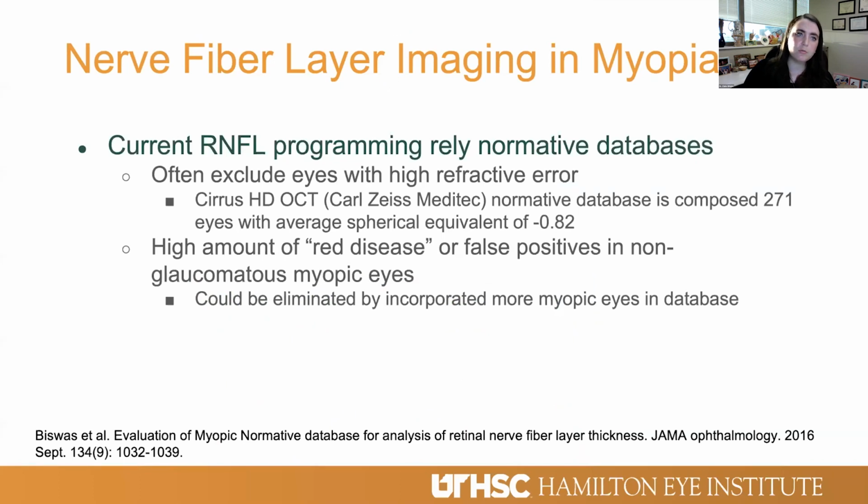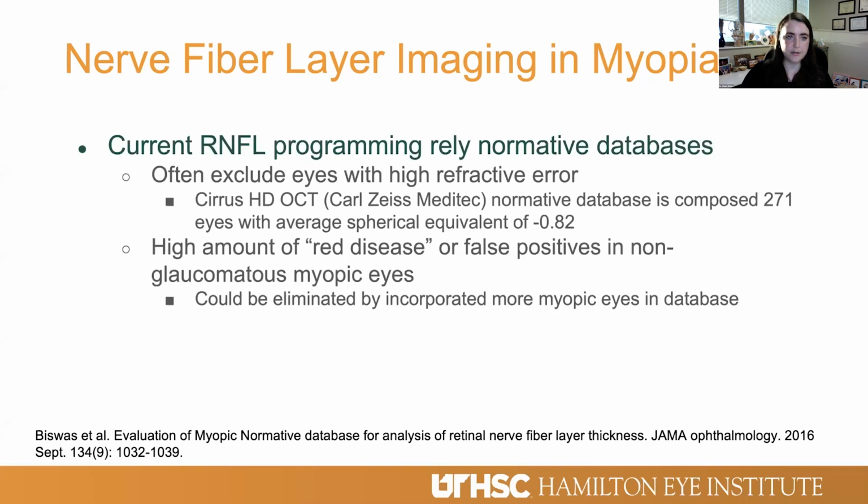So, why is this so? Why can this be so confusing in myopic nerves? It's important to keep in mind that current nerve fiber layer scans rely on a normative database. That's how you get the green, yellow, red, and it's age related. But oftentimes these normative databases exclude eyes with high refractive error.